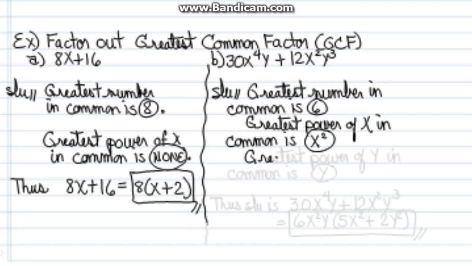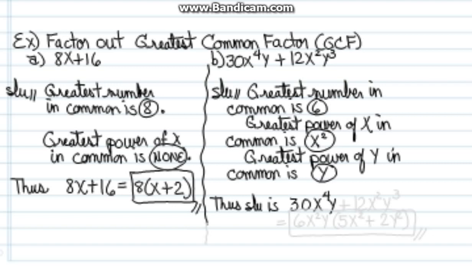Similarly, the greatest power of y that they have in common, well, check it out. The first one has y to the first, the other one has y to the third. You take the smallest power of y between them, so it's y to the first. Thus, our solution is, well, we're going to take the number, the power of x, and the power of y that they have in common, put it together, and call it 6x squared y.